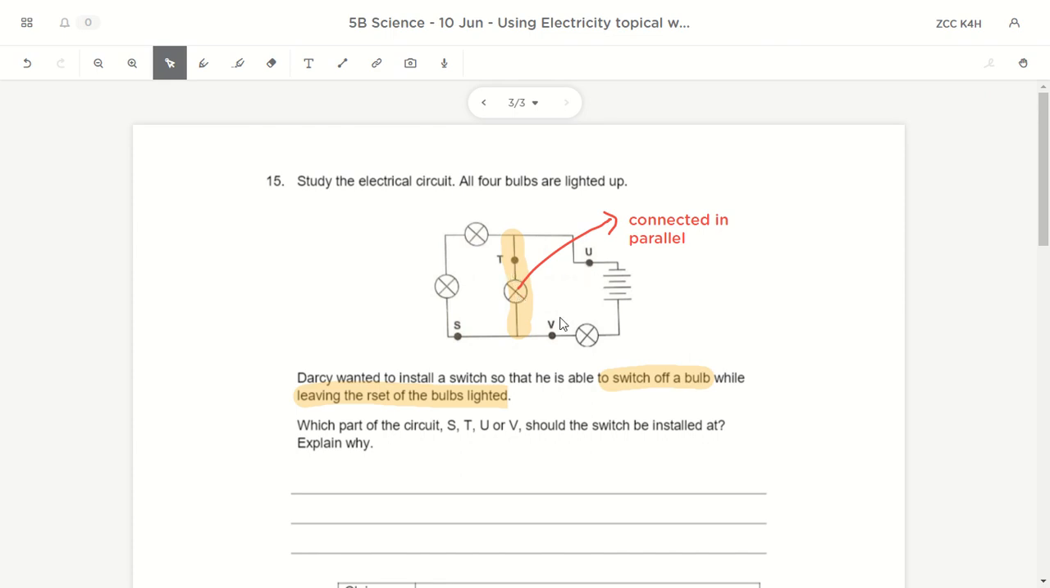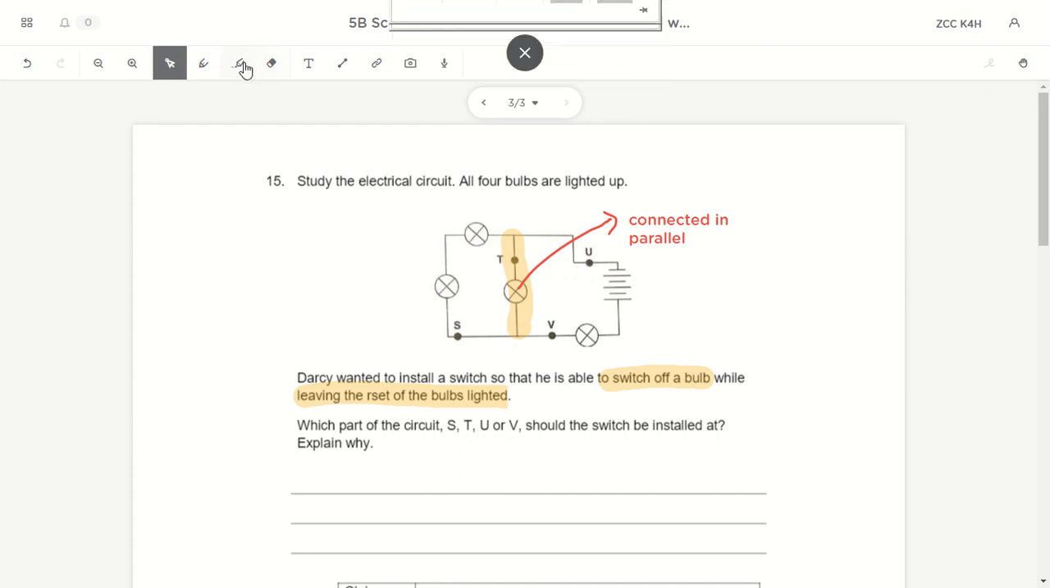Because if you put it at position U or V, if you open the switch, it will become an open circuit, because the electric current cannot flow through here. Electric current can flow through here, but then it gets stuck here, so it will be an open circuit. As for S, even if you put it here, yes, the electric current can flow through the inner loop, but when you open the switch here, the electricity will not go through here. So effectively you are controlling 2 bulbs instead of 1 bulb. Remember, you just want to switch off 1 bulb. Okay, so you put it at T, open the circuit, electric current cannot flow through here, but the rest is still a closed circuit.